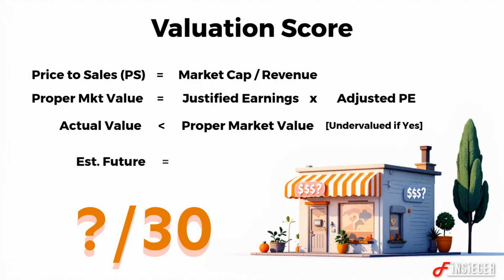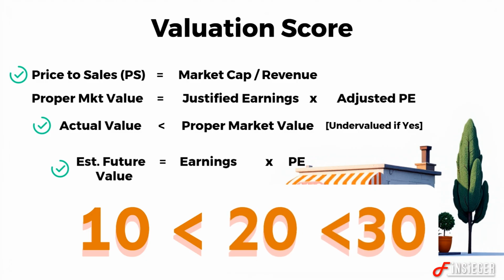And finally, we would be estimating the future value. That is done by projecting revenue to the next 5-year mark, then using NPM to figure out earnings, and multiplying it by justified PE for proper valuation. After checking all the parameters, we will be providing the valuation score, which is out of 30. Below 10 and above 20 are the worst and best scenarios respectively.